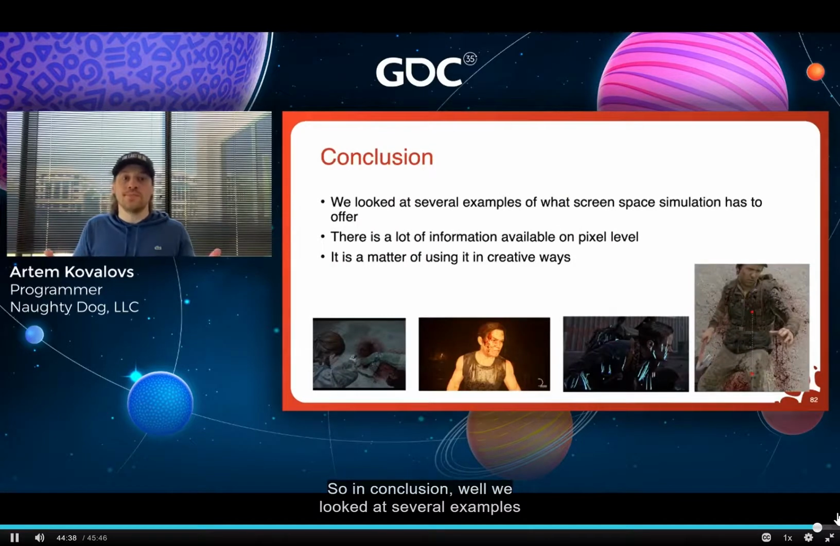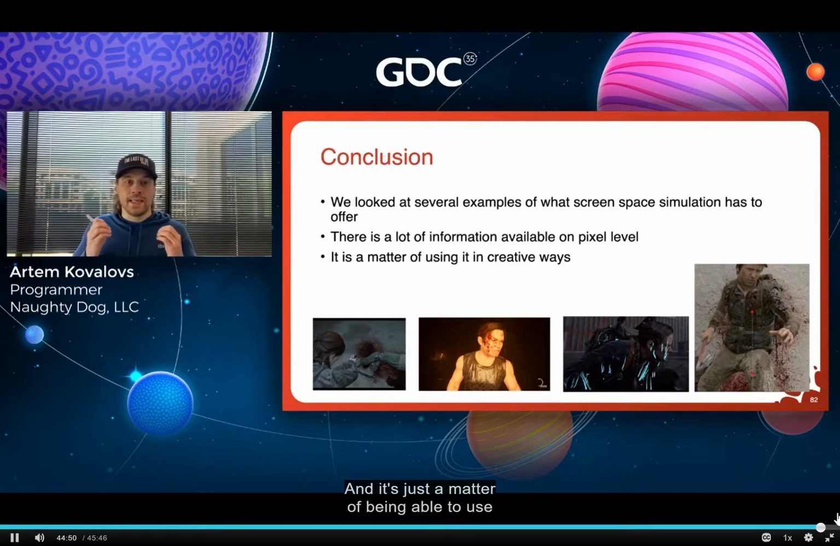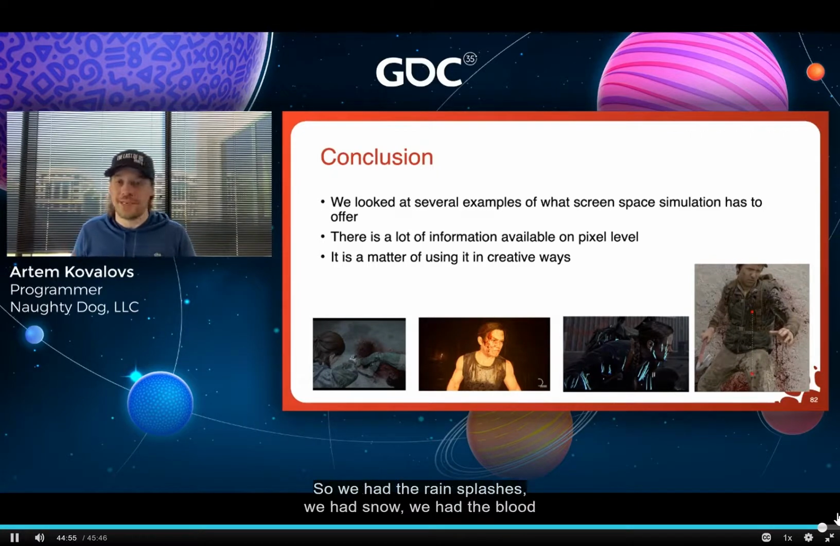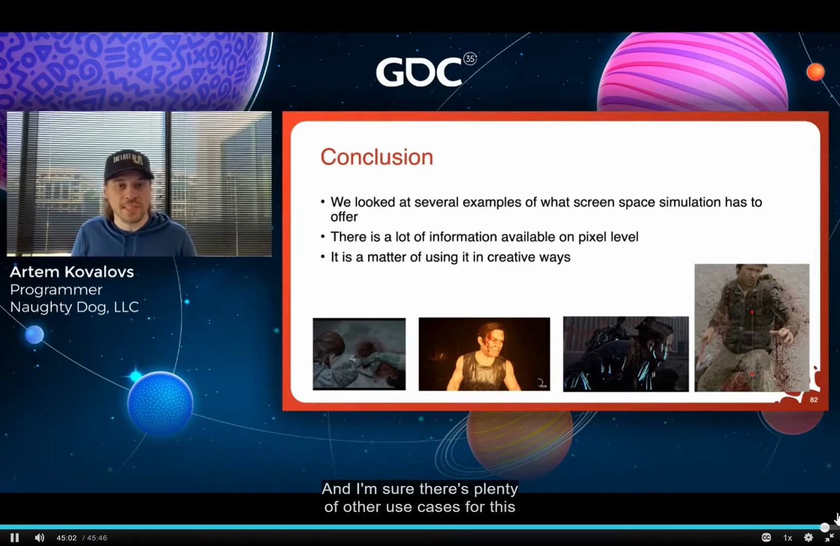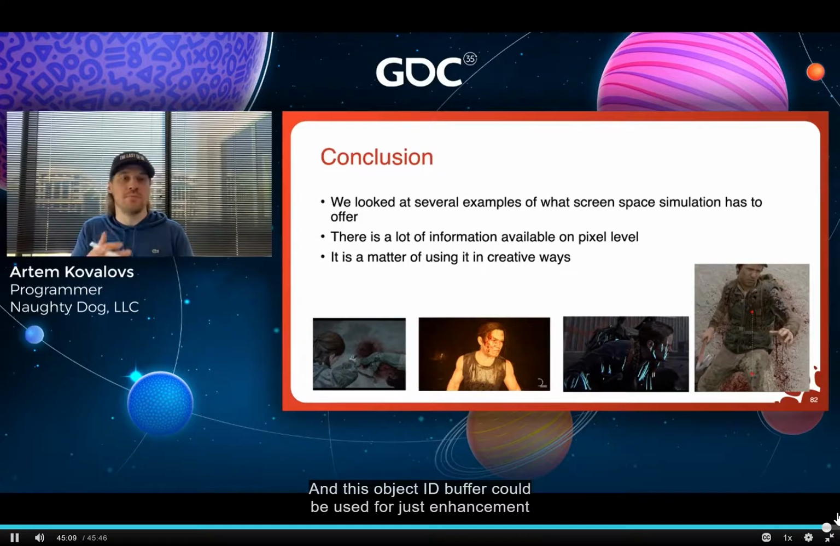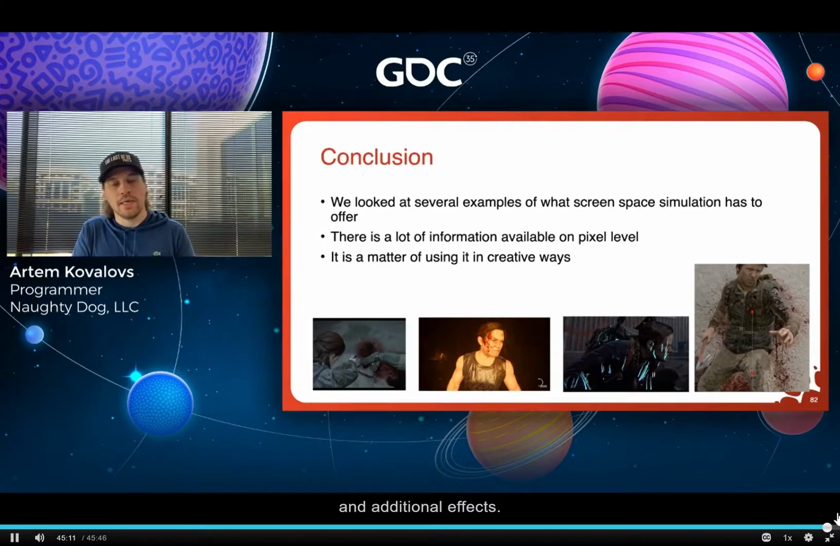So in conclusion, we looked at several examples of what screen space simulation has to offer. And the cool thing is that once we convert to screen space, there is just so much information available. It's just a matter of being able to use that information in certain creative ways. So we had the rain splashes, we had snow, we had the blood and the water, the rain drips and so on. And I'm sure there are plenty of other use cases where screen space can be used for simulation, and this object ID buffer could be used for enhancement and additional effects.